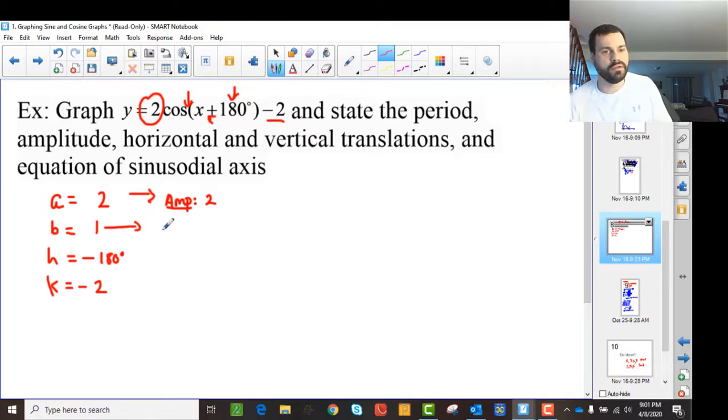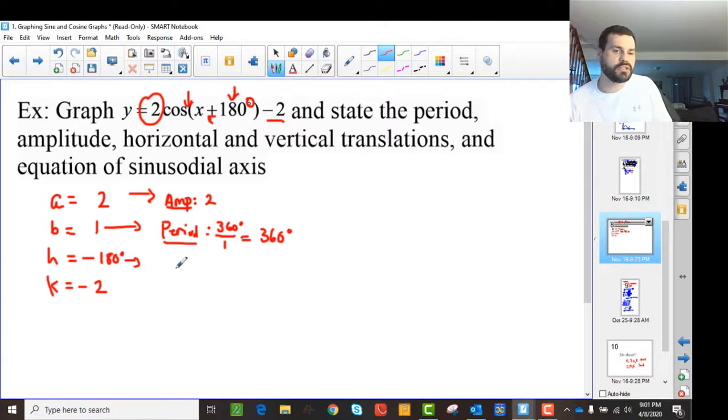B tells me the period. It doesn't directly tell me the period, but the period's always 360 in this case because I'm in degrees, right? Because this is in degrees, divided by B. So the period's 360.